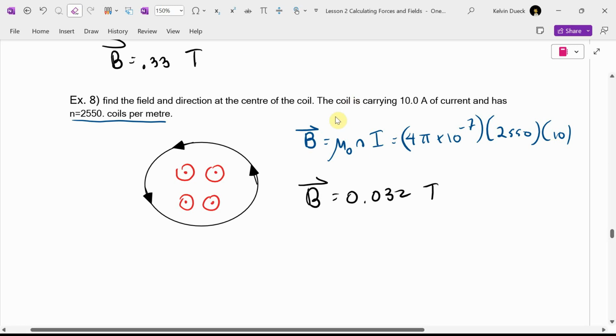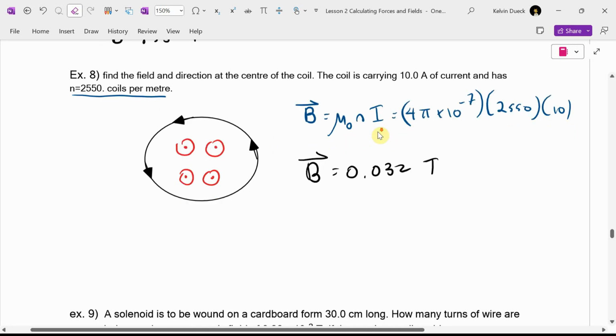So F equals QVB on a single charge. Put all the charges in a wire, and we reasoned our way to it must be BIL. And I can figure out how strong a magnetic field. I can calculate the magnetic field from a solenoid by mu naught N times I over L, or if they give me turns per meter.